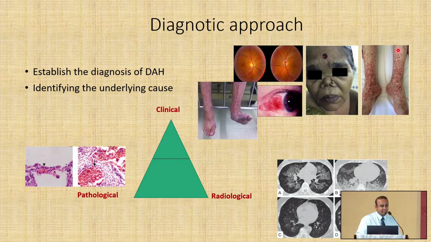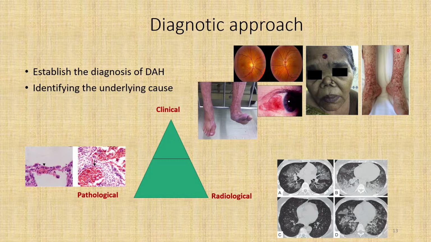So the diagnostic approach: we need to establish the diagnosis of DAH in the first place, and also identify the underlying cause. It's mainly clinical. A good clinician will not miss these features, the foot drops and the episcleritis, and so on. We should actively look for that, and the radiological evidence and the pathology. But laboratory workup and early bronchoscopy are also important in diagnosing.